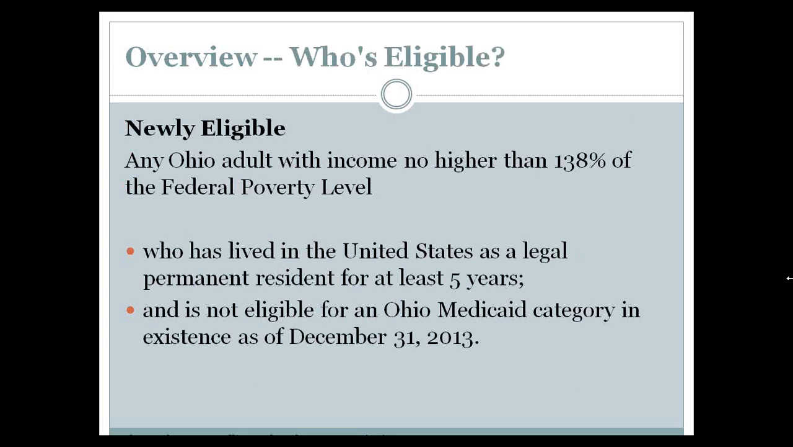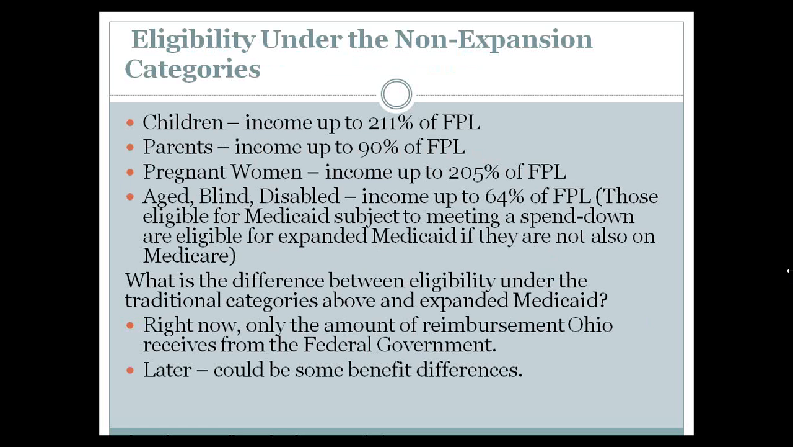So I'm going to tell you who is the newly eligible person. Well, any Ohio adult with income no higher than 138% of the federal poverty level who has lived in the United States as a legal permanent resident for at least 5 years, with an exception for pregnant women who are immediately eligible, and is not eligible for an Ohio Medicaid category that was in existence as of December 31st, 2013.